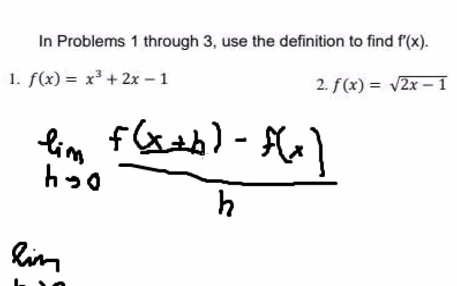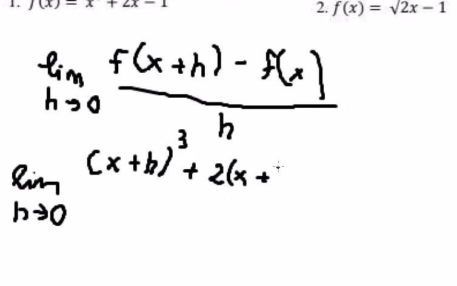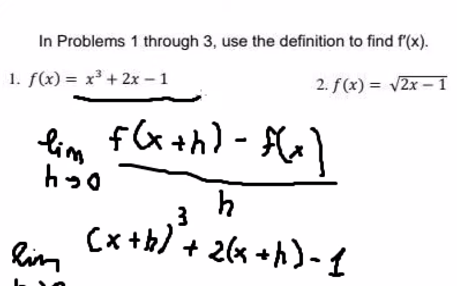We put s plus h inside s. So you got about (s plus h) to the power of 3 plus 2(s plus h) and minus 1. In here, f of s we just write the same.